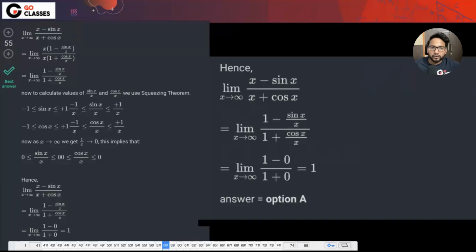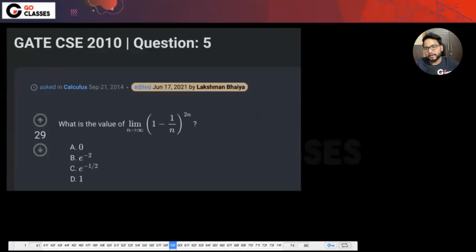Cool. You don't need to know all of this squeeze theorem and all. So you can directly see from here. Okay. Now let's just go to the next slide. So can you solve this question? X tends to infinity. This is 1 power infinity. I think this should be solvable, right? So you can do it as homework.